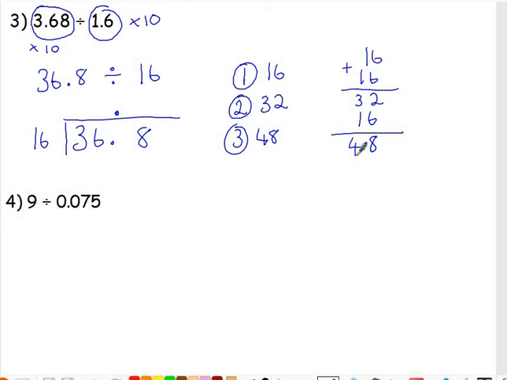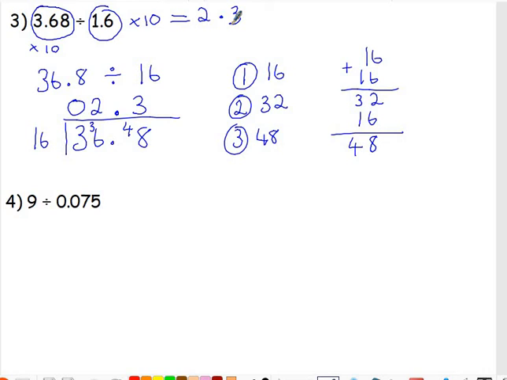How many 16s are in 3? 0, carry the 3. How many 16s in 36? There's 2 16s in 36 with a remainder of 4. How many 16s in 48? Well, the answer there is 3. So our final answer is 2.3.